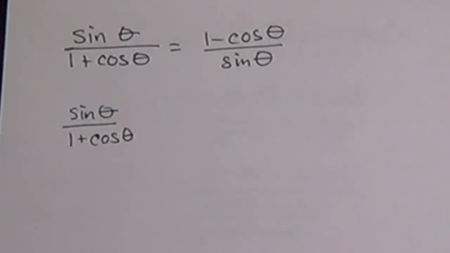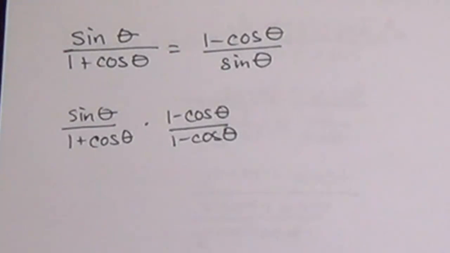So here's where we want to multiply by a form of 1 to rewrite the expression. And just like with most things, if I'm going to multiply by a form of 1, I usually want to conjugate whatever's in the denominator. So we're going to multiply by 1 minus cosine theta divided by 1 minus cosine theta.